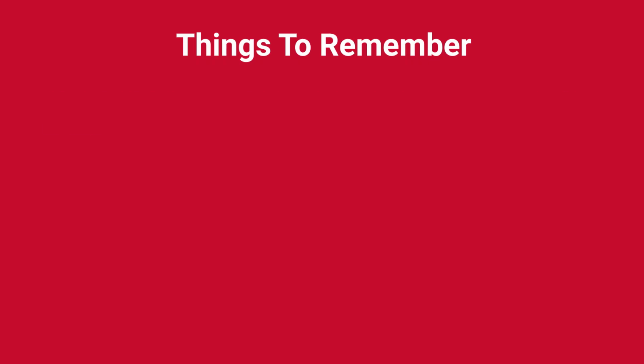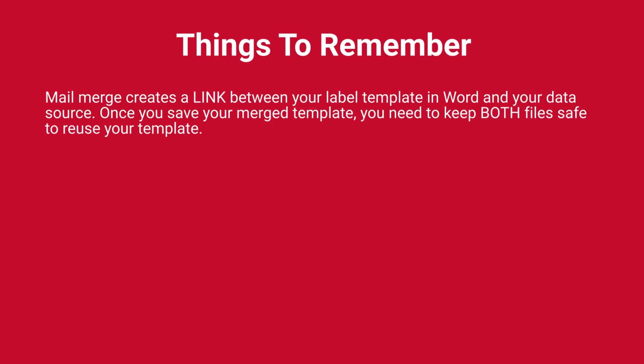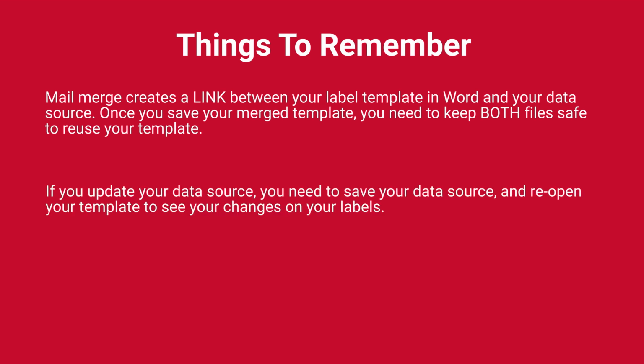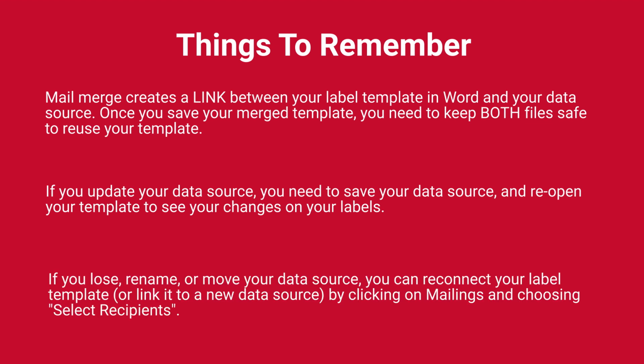Things to remember. Mail merge creates a link between your label template in Word and your data source. Once you save your merged template, you need to keep both files safe to reuse your template. If you update your data source, you need to save your data source and reopen your template to see your changes on your labels. If you lose, rename, or move your data source, you can reconnect your label template, or link it to a new data source, by clicking on Mailings and choosing Select Recipients.